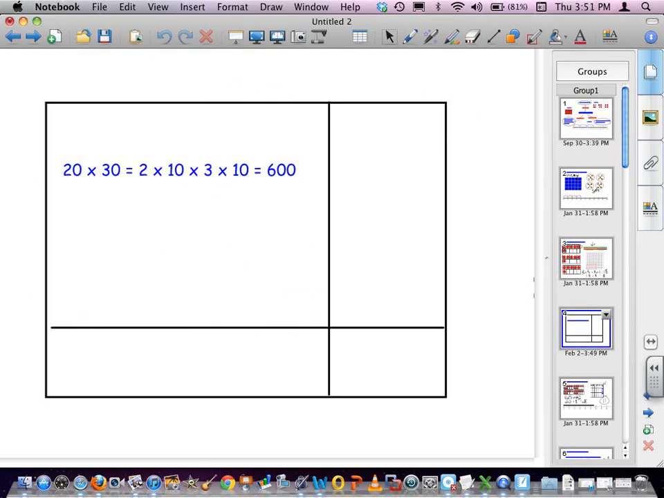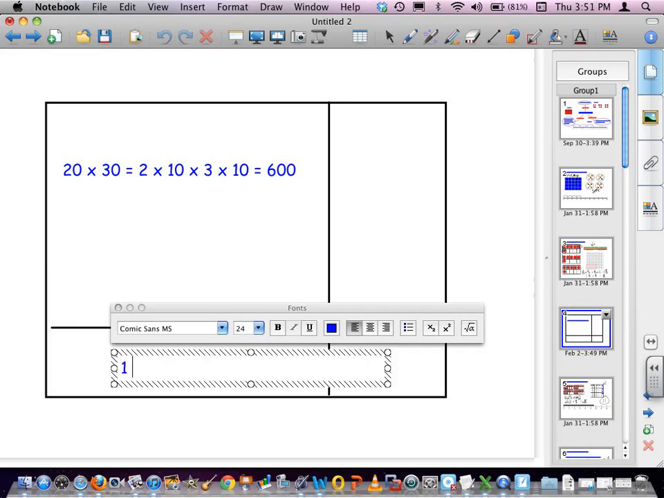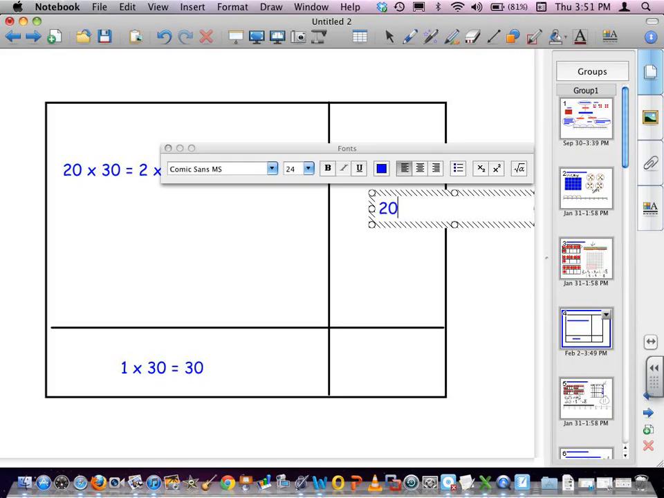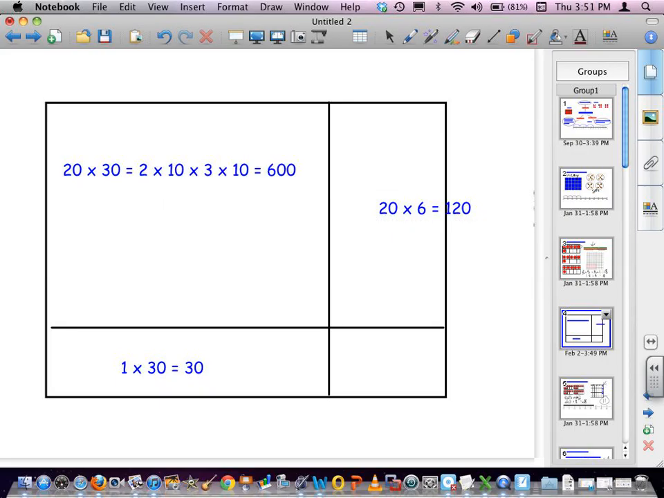Okay, so then we have 1 times 30, right? Because it's 20 and 1. And 1 times 30 is 30. Okay. And this is 20 times 6, right? This one was 36. So 20 times 6 is what? 120. And then we have 1 times 6, which is?